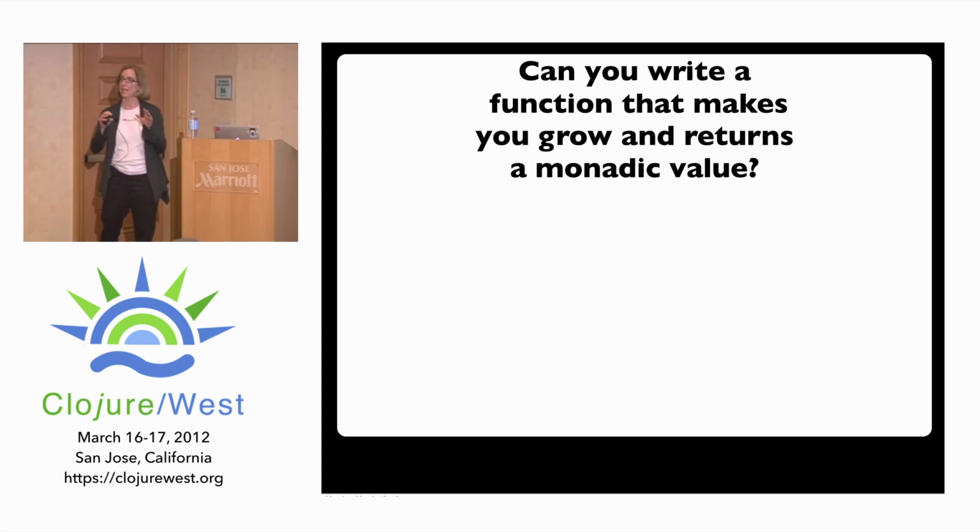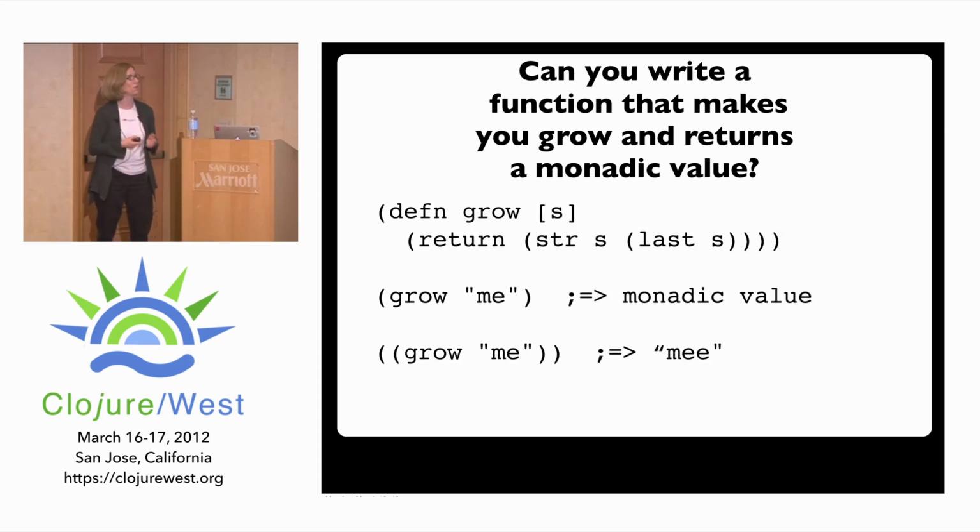Okay, so we have a return function for myself. We could define a function that takes a string, and it kind of cheats, but it's going to take the last character from that string and concatenate it to it. So when we call grow me, it's going to be a monadic value, of course. And when we execute it, it's going to be me with an extra E on the end. So we're growing the string, and we're growing ourselves.